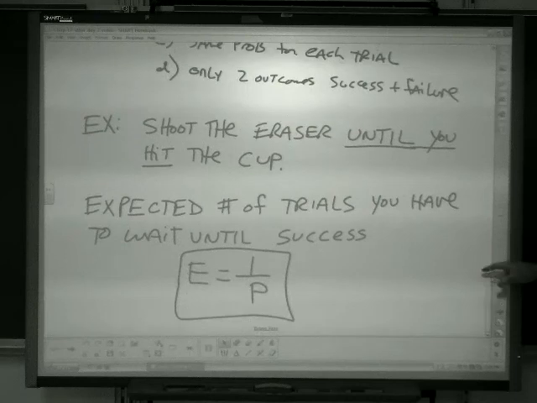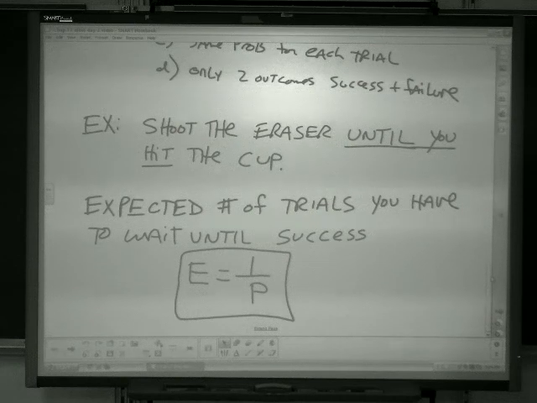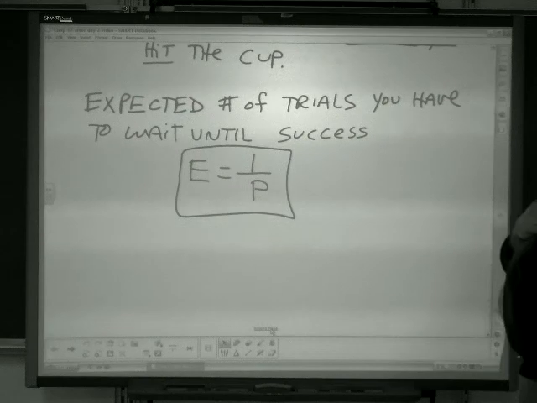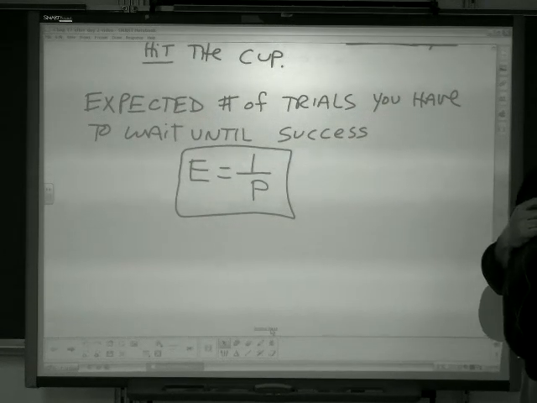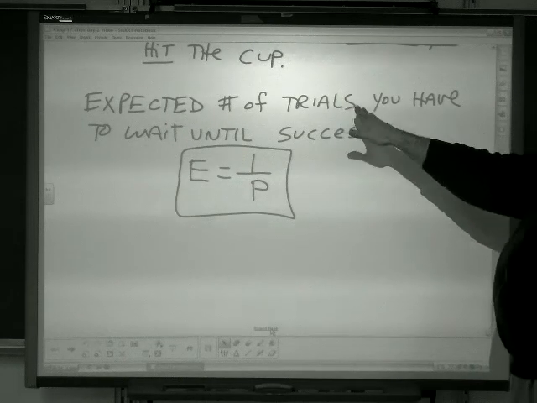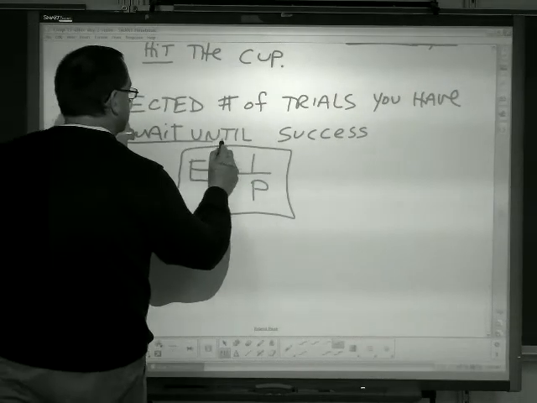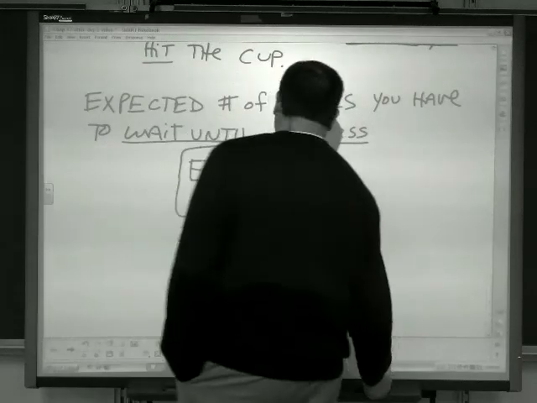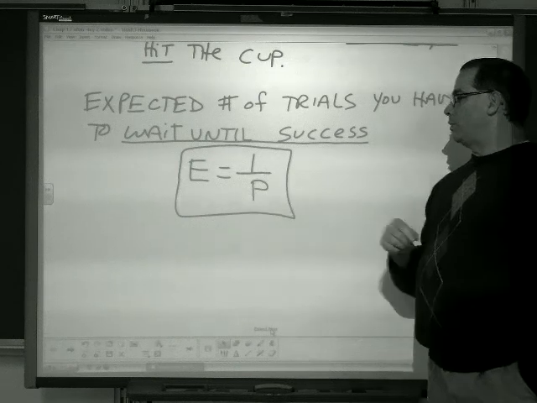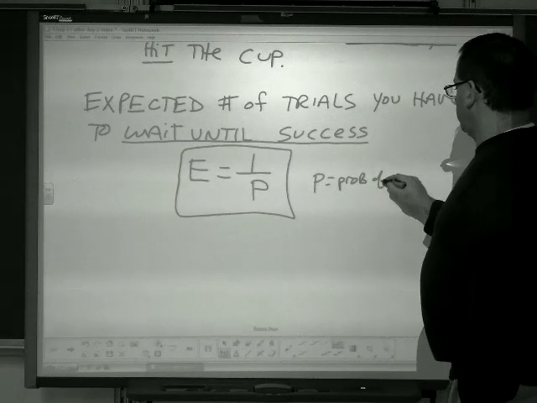In class, the example we used for geometric was shoot the eraser until you hit the cup. And the other thing that we talked about was how many trials would you expect to take until you're successful for the geometric setting. Expected number of trials you have to wait. Notice, we're waiting until success. And that expected value we talked about in class is 1 over p, where p is the probability of success.